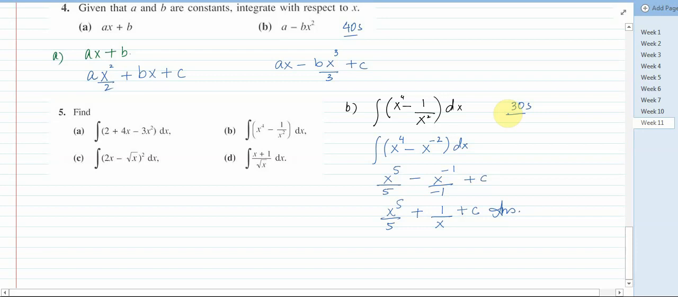Alright, so we are done with part B. Now what you need to do, first try part A. Alright, and part A is what? 2 plus 4x minus 3x² dx. So you have a time of 60 seconds to give it a try. Start.